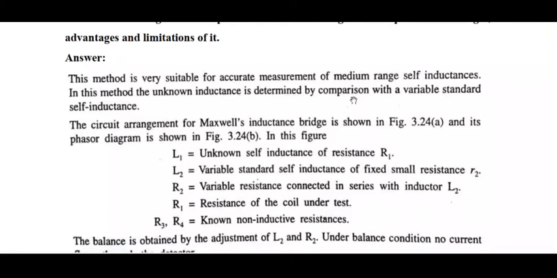Okay, how it is going to work, I will try to explain in very easy language. The Maxwell inductance bridge is an alternating current bridge, and this bridge measures the value of inductance by comparing it with a standard value of inductance. In this lecture we will study its circuit diagram, how we can calculate the inductance from it, and then we will see its phasor diagram also.